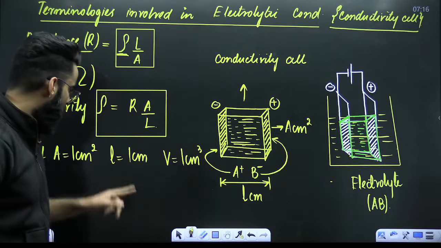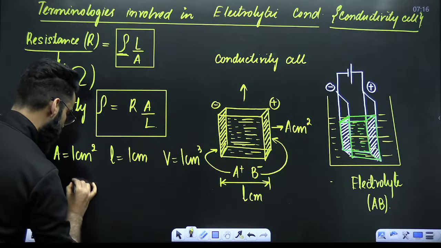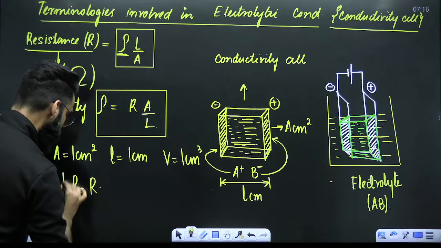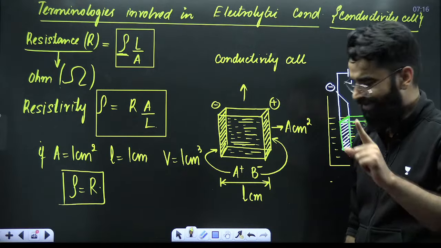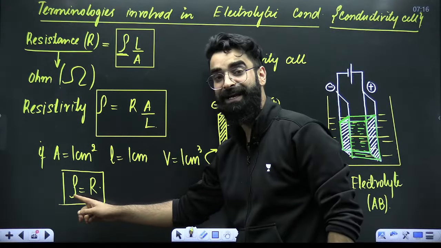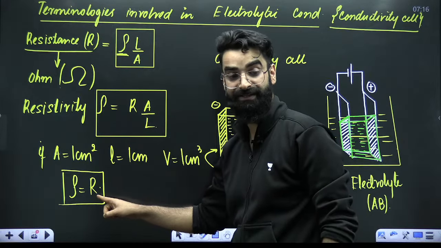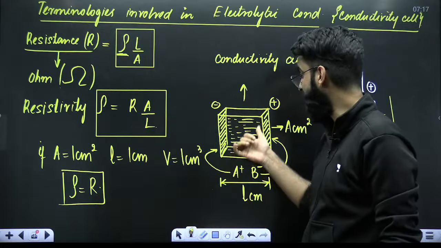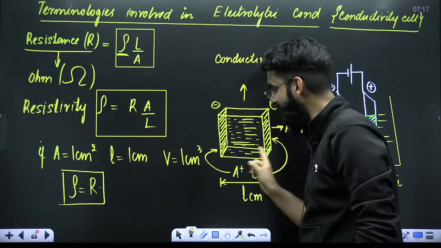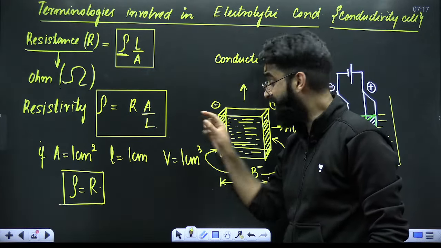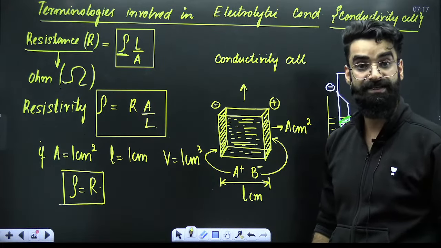Tell me one thing. When A is equal to 1 centimeter square and L is equal to 1 centimeter, can I say at that point of time your rho is basically equal to R? Perfect. Resistivity is basically the resistance shown by this particular electrolyte when the distance between these plates is 1 centimeter and the dipped area of cross section is 1 centimeter square.